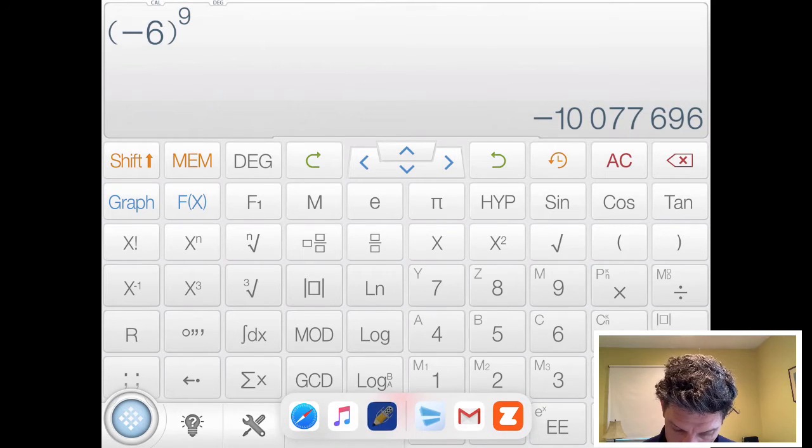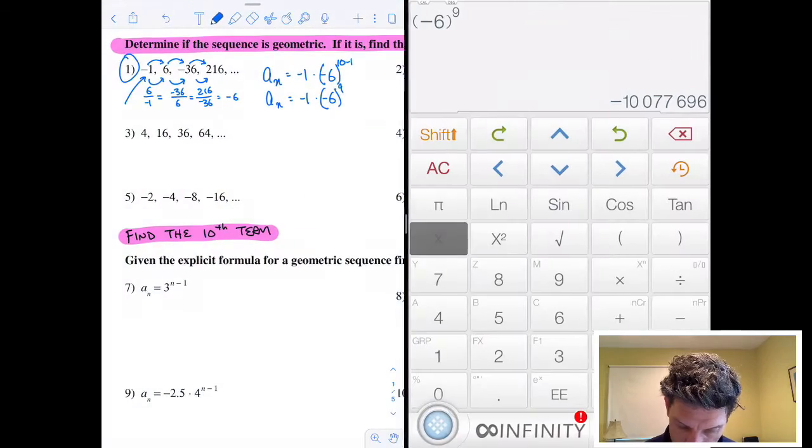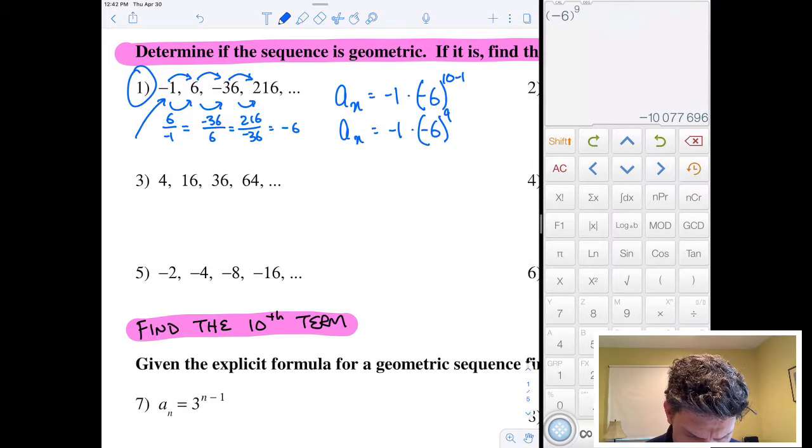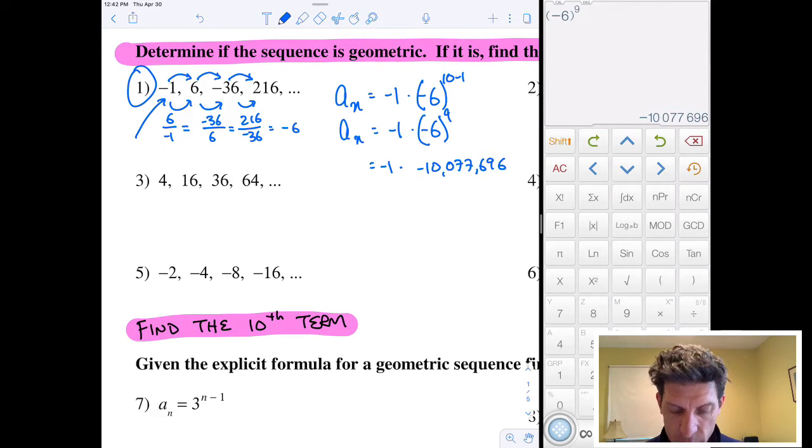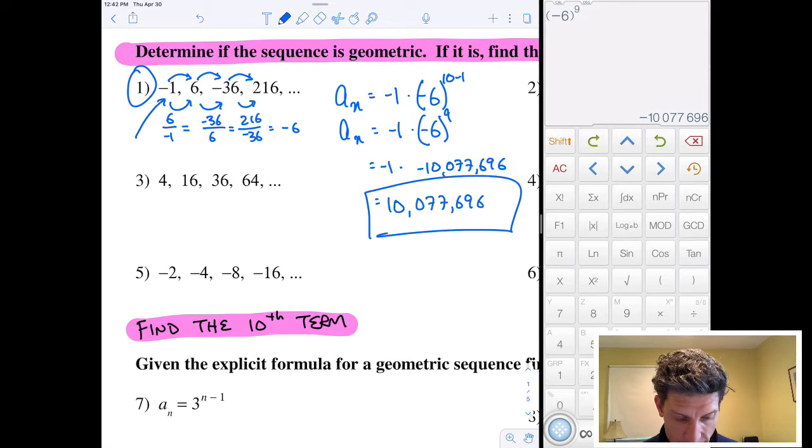All right, so let's go ahead and pull Notability back and get it rolling again. Sorry for the delay there. So it looks like this number is going to be, oh, and I guess that's just the -1 times -10,077,696. And then I'm going to multiply that by -1 because that's my initial condition. So 10,077,696 would be the 10th term. That's massive. But if we are going up by that explicit formula, then that's in fact what we get.